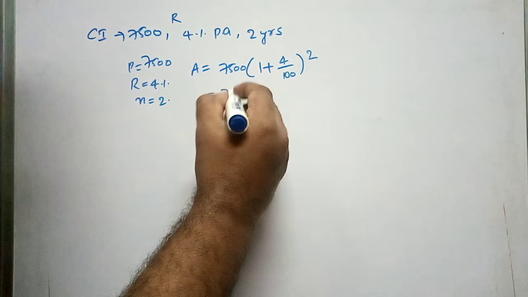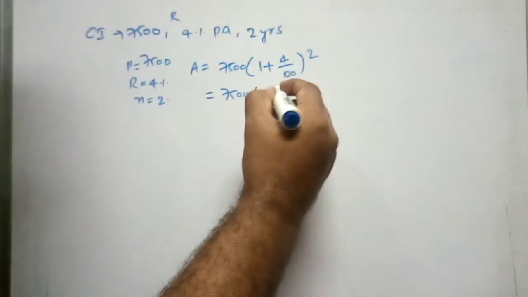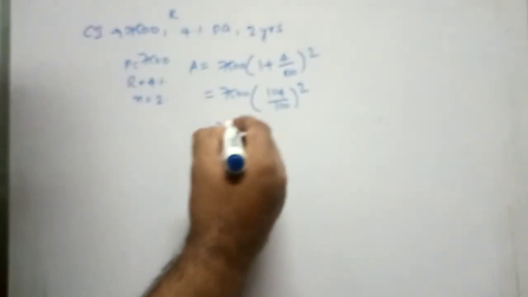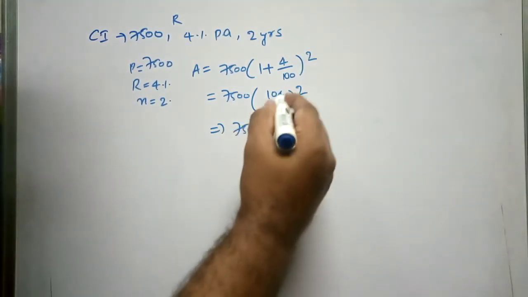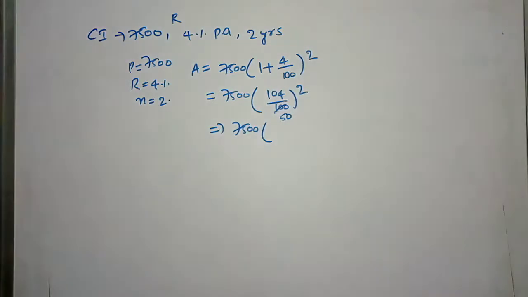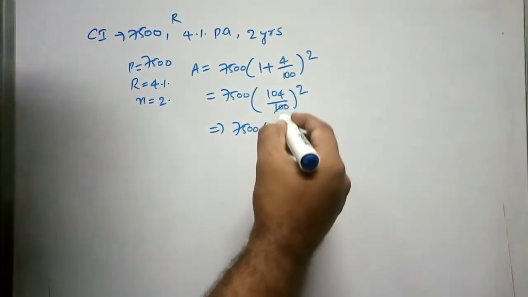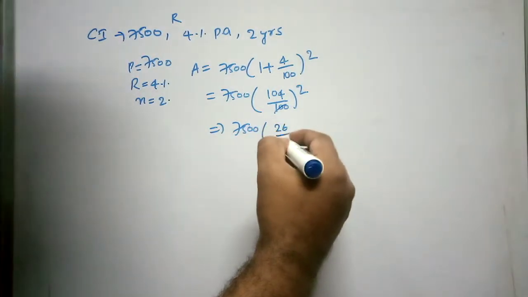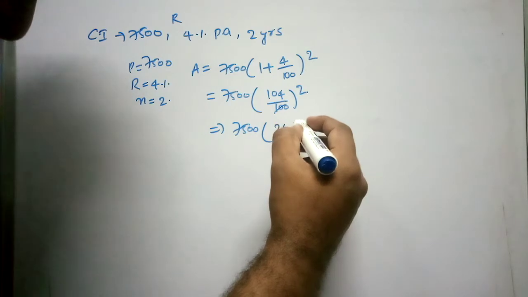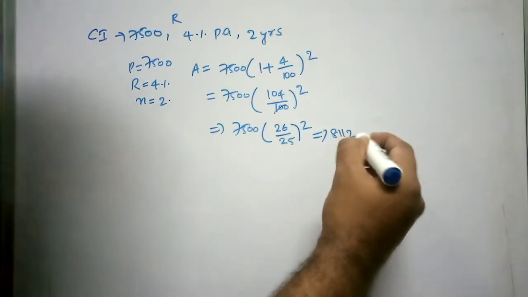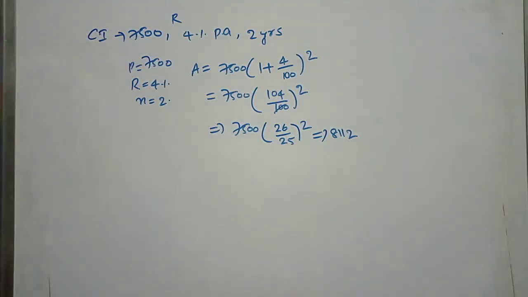So amount is equal to 7,500 (1 + 4/100)^2, then 7,500 (104/100)^2. How much does it come to here? We write it in the notation of 104/100, so (26/25)^2, and if we calculate, it comes around 8112. So this is the value.